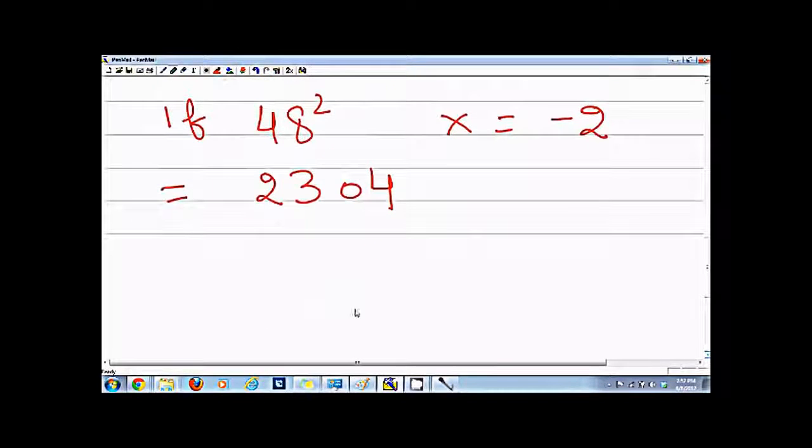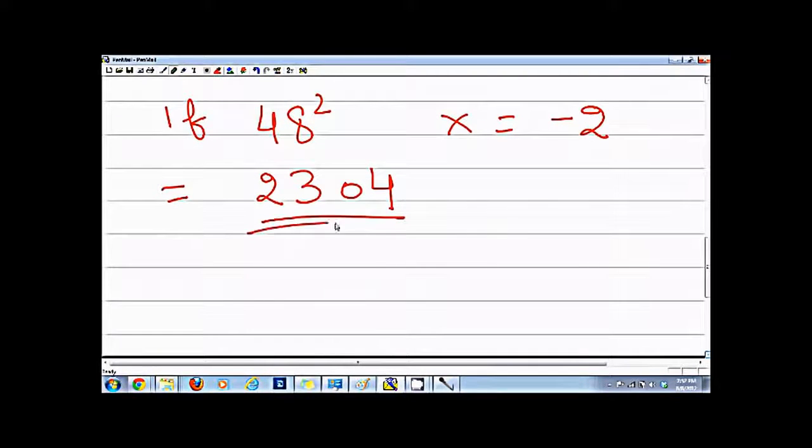So I hope this trick will help you for quickly doing these calculations and going quickly through your exam. It will give you confidence also. You can also impress your friends by just telling them how you can square all these numbers quickly without using a calculator, in your mind. So I hope this tutorial will help.